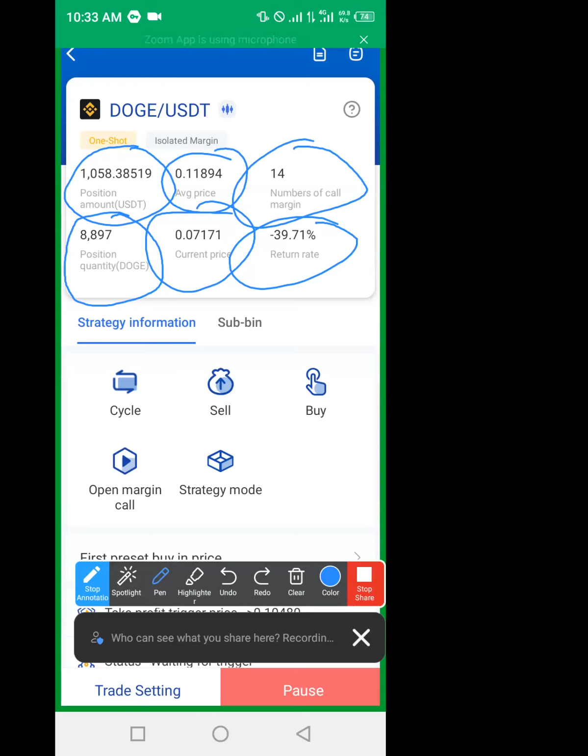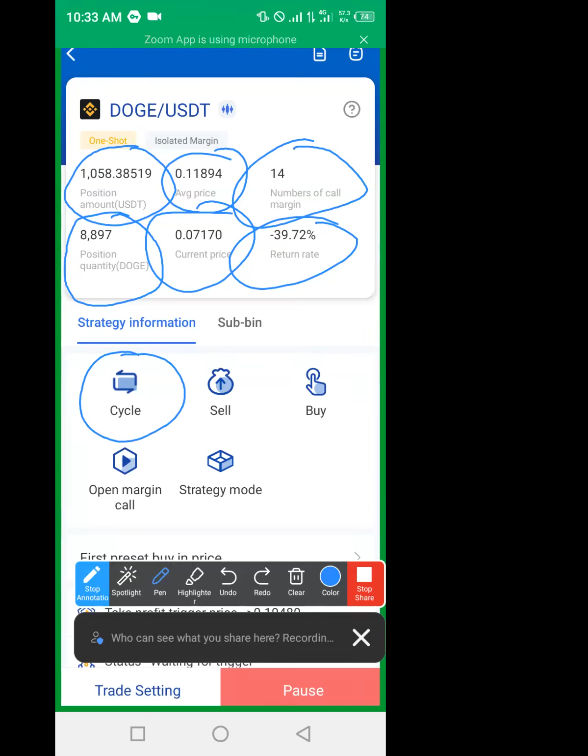At this time, when the price goes down here, buy for this amount. When it goes down here, buy for this amount. When it goes down here, buy for this amount. So that's why you are seeing 14 times. Okay, let's continue.